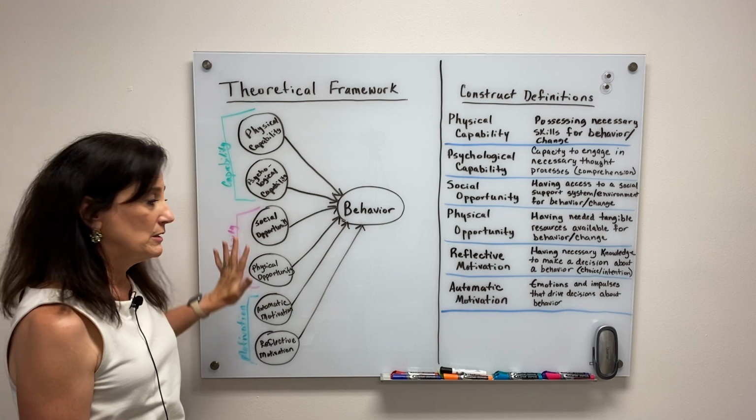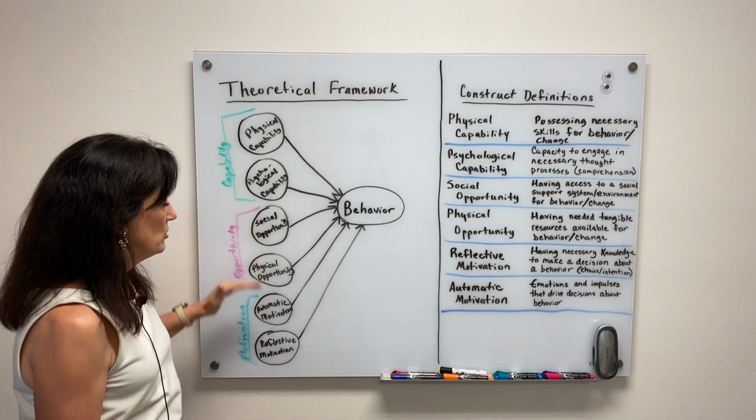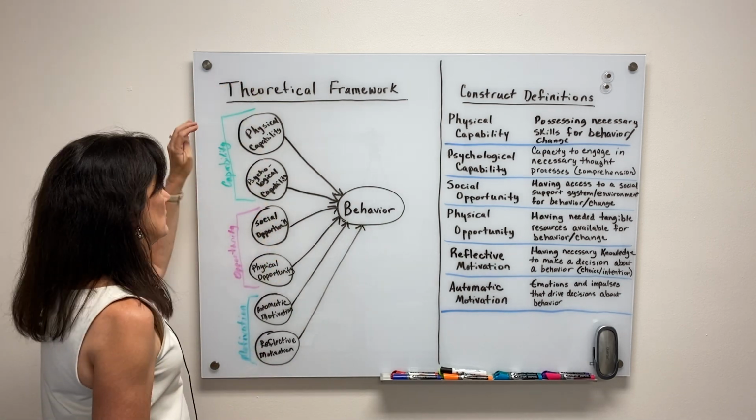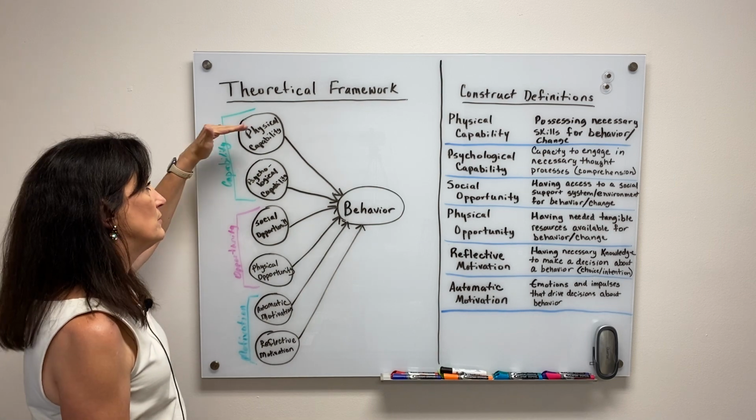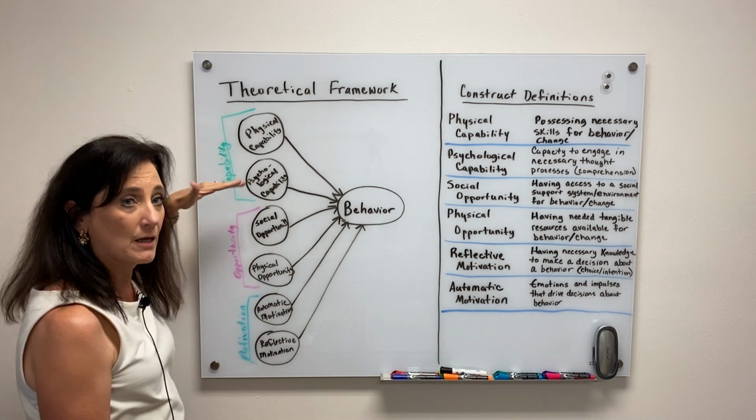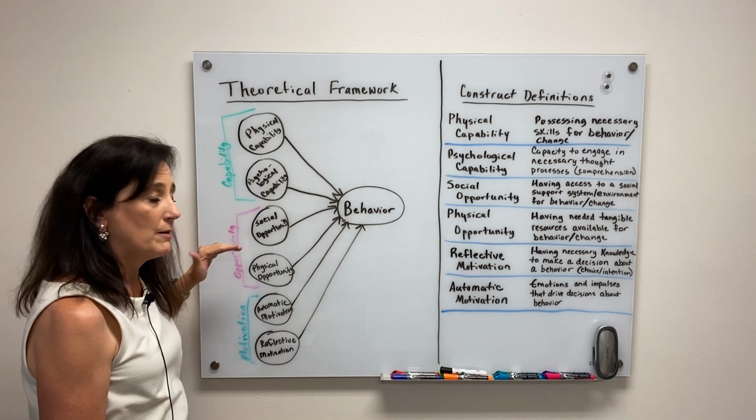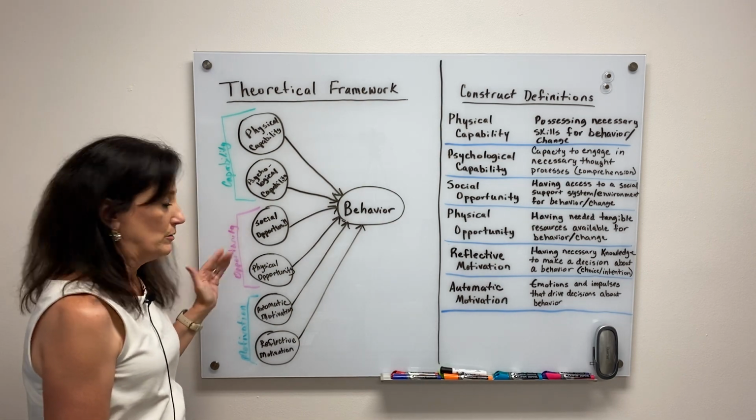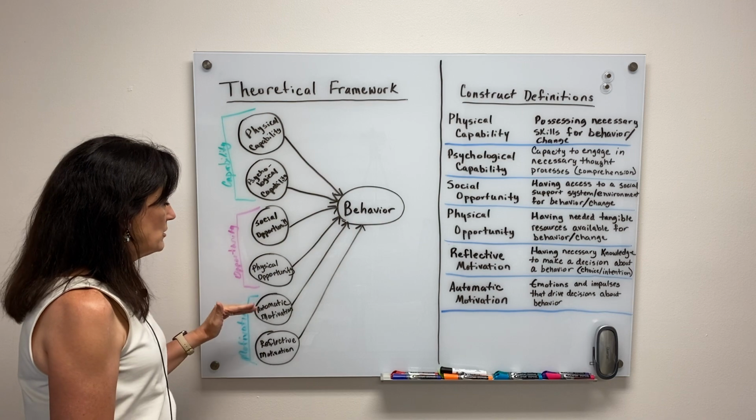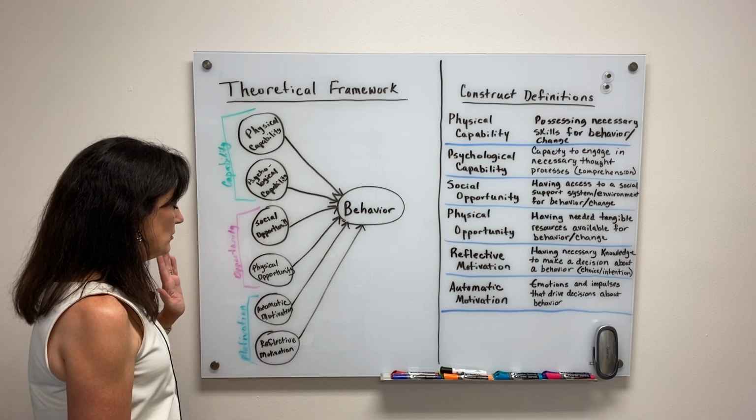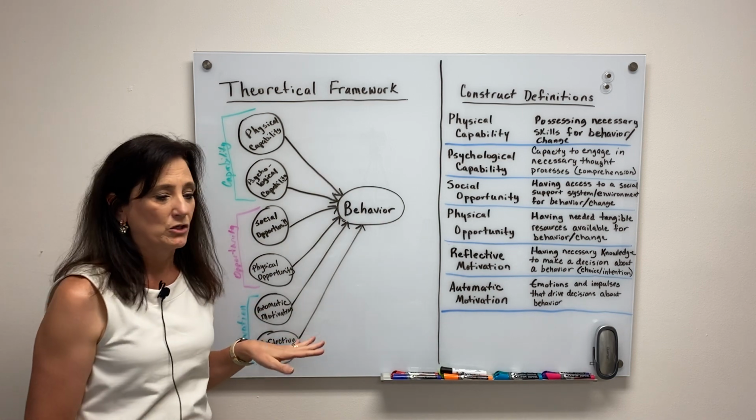All right, so in this particular framework, we've got three major variables, again, capability, opportunity, and motivation, but those are further broken down into an additional 6 variables. So in capability, you've got physical capability and psychological capability. In opportunity, you have social opportunity and physical opportunity. And in motivation, you have automatic motivation and reflective motivation.